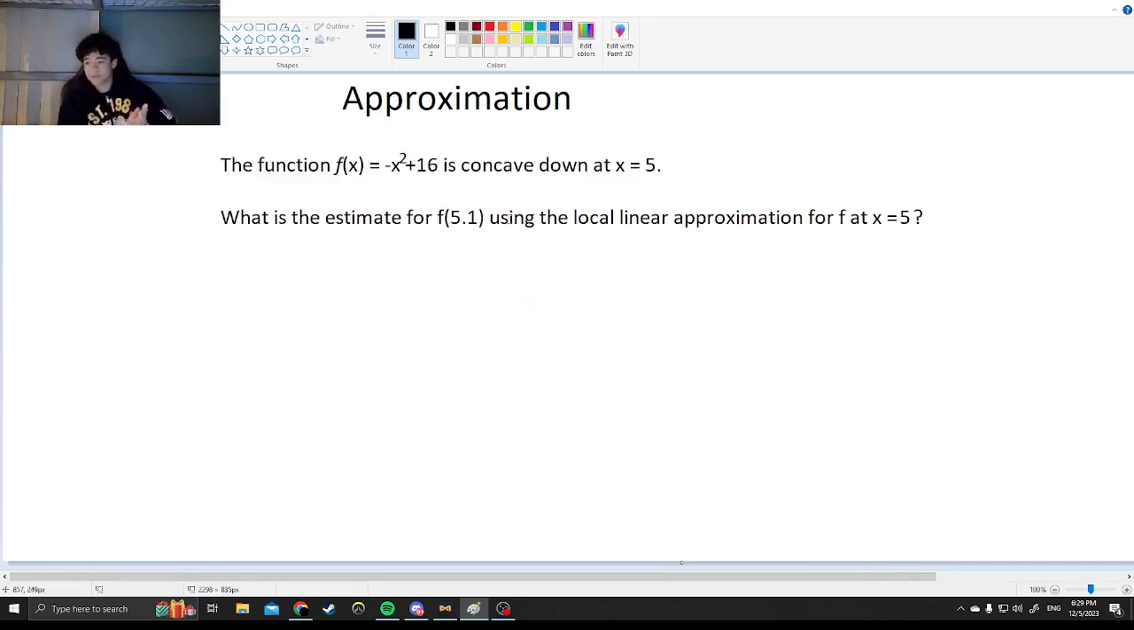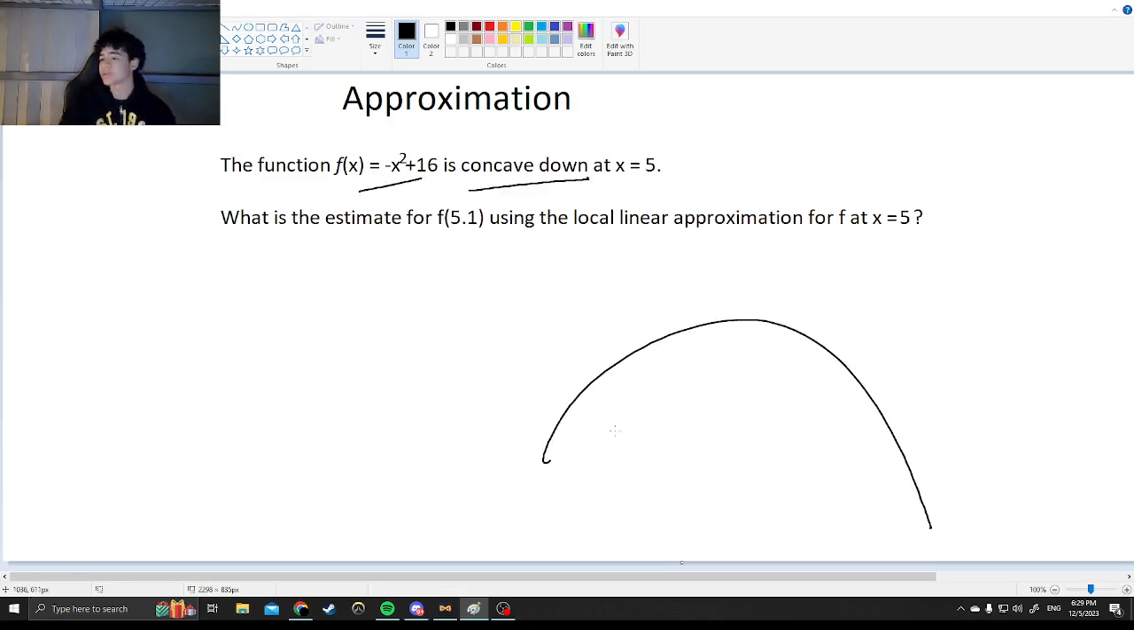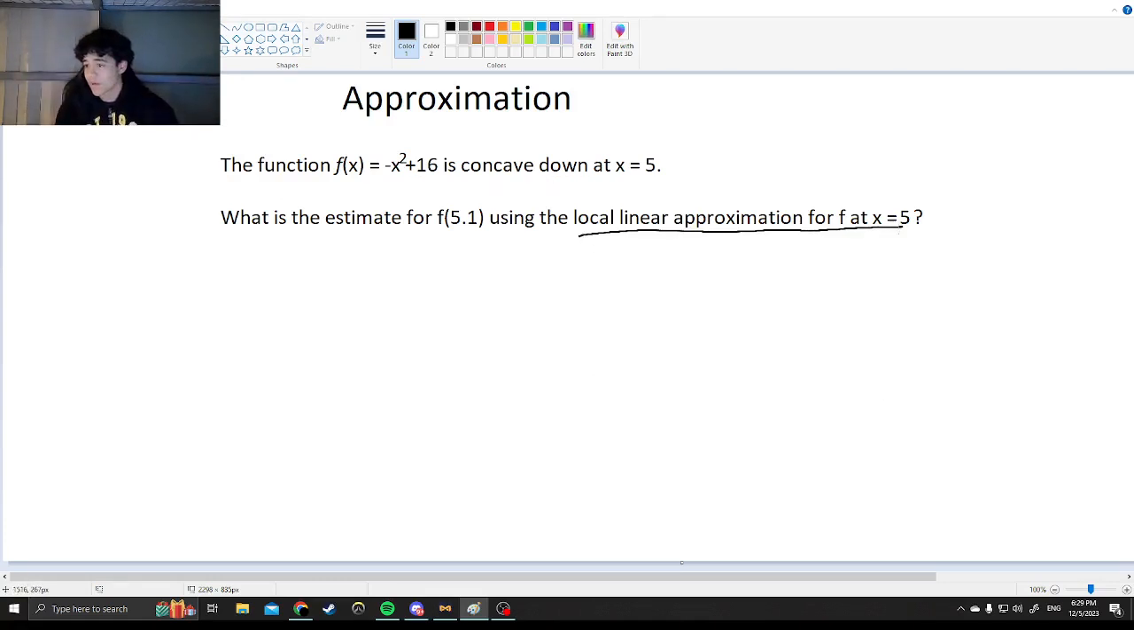Okay, so this problem here, it says the function f of x equals negative x squared plus 16 is concave down at x equals 5. What is the estimate for f of 5.1 using local linear approximation for f at x equals 5? So this is giving us a function, and it's stating that it's concave down. That means it's like a frown, it's downward, right? The linear local approximation, what this means is we're going to find the tangent line at x equals 5 and then approximate where 5.1 is at.